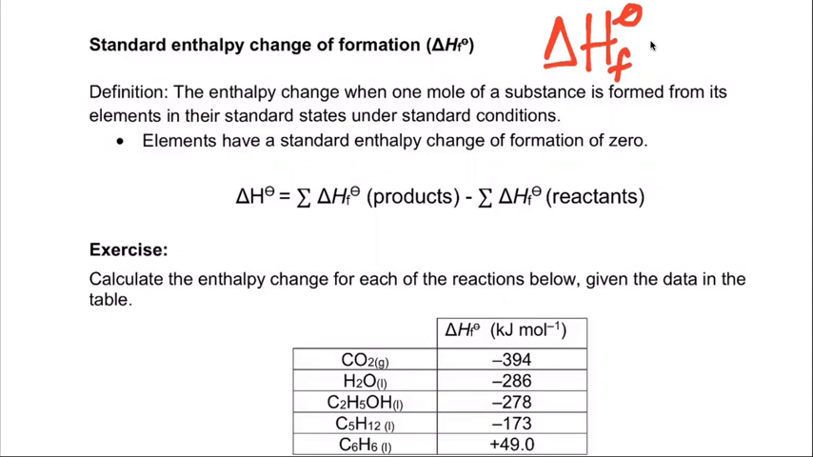Now, last week we had standard enthalpy of combustion and standard enthalpy of neutralization, and their symbols looked almost exactly the same. The only difference was that combustion had a little C down here, and neutralization had an N down here, I believe. So the symbols all look the same except for that little subscript letter, and that tells us which of the enthalpy changes we're talking about.